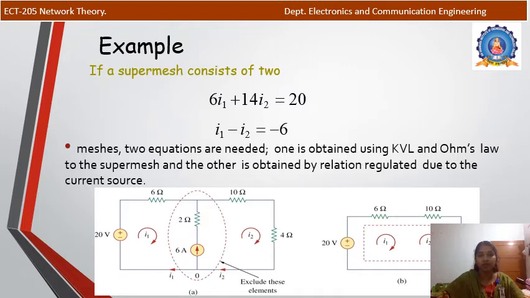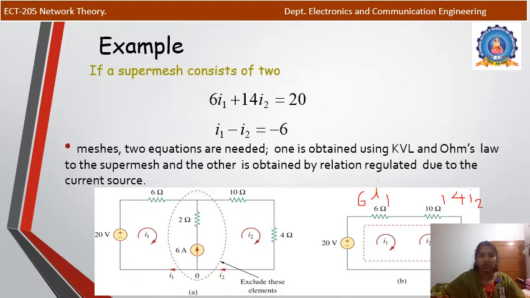An example, in the previous example, same example. Here we can write the super mesh. We have 6I1. So this one is the 6 ohm into I1, 6I1 plus 14I2, meaning here 10 and 4 ohm. So those are clubbed together, we get 14. Both are in series, so the equivalent resistance will be 10 plus 4, that is 14. So this will be 14 I2, 10 plus 4, 14.